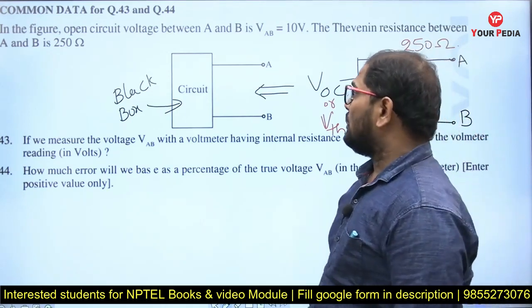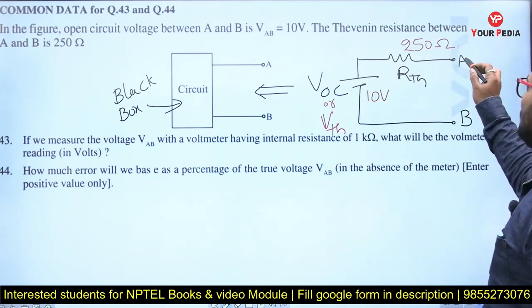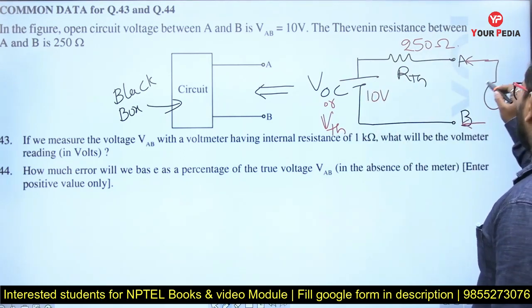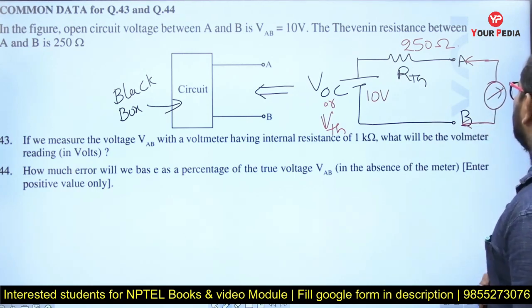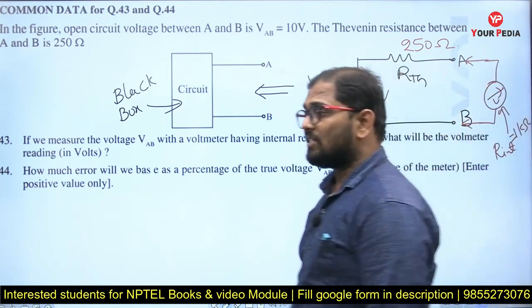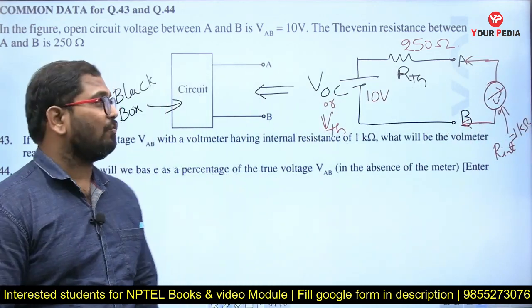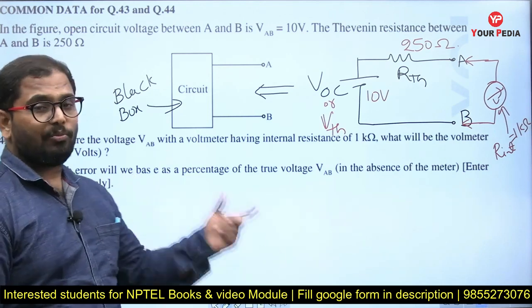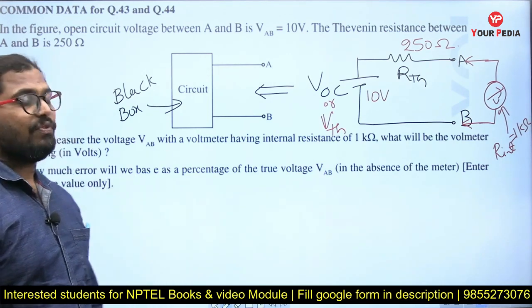So now here what he has done is, he has connected a voltmeter like this. This voltmeter has some internal resistance. How much internal resistance is it having? It is having an internal resistance of 1 kilo ohm. So as this voltmeter has an internal resistance of 1 kilo ohm, what happens to the voltmeter reading? That is the first question.